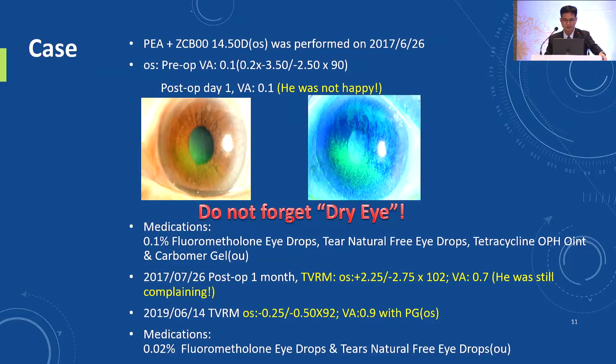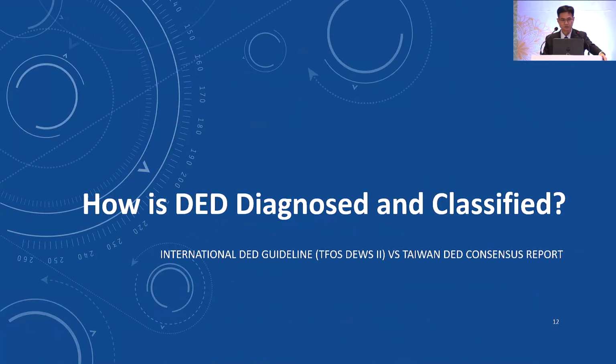Two years later, you see the refraction here is quite good, and with glasses, the patient's vision can improve to 0.9. But continuing medication treating the underlying dry eye disease was prescribed. So you can see the dry eye treatment is very important for the patient's satisfaction after cataract surgery.